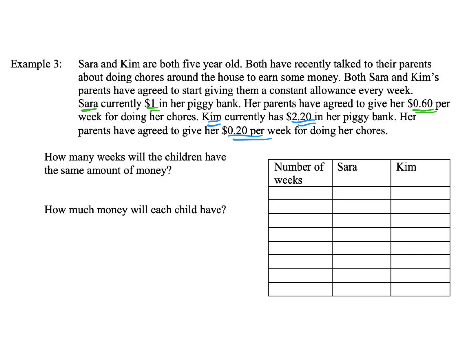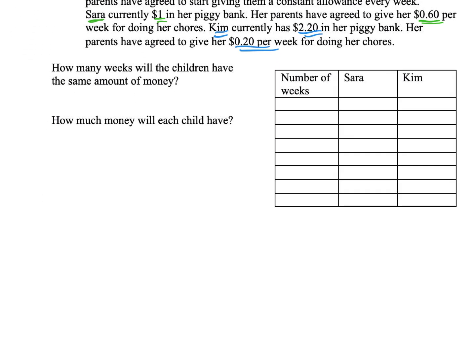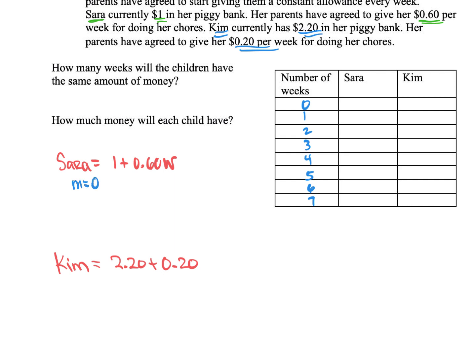Okay, so just like before, let's go ahead and write some equations. I'm going to move this up. So we have Sarah. Okay, she started with $1 and she has 60 cents per week. And then Kim has $2.20, but she gets 20 cents per week. So just like before, number of weeks, 2, 3, 4, 5, 6, 7. So we're going to start with week 1. So it should be M. Let's do W.